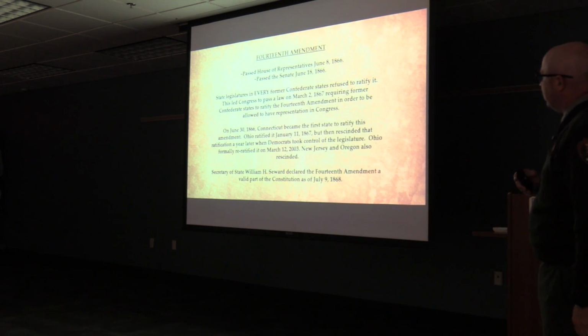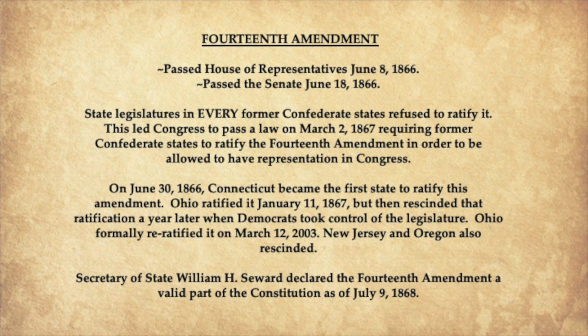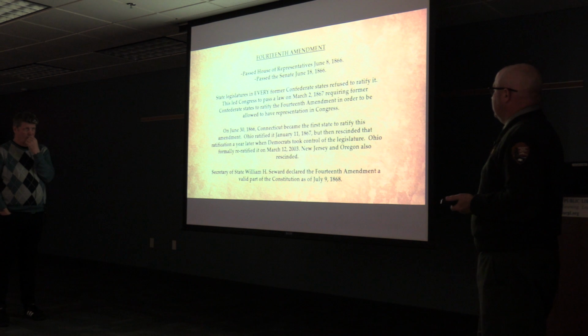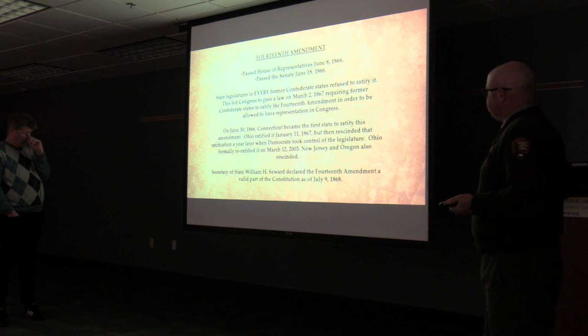14th Amendment, the big one, passed the House June of 1866, passed the Senate also in June. Again, I'm sure John's going to get into some of this, so I won't belabor the point, but the state legislatures in all of the former Confederate states simply refused to ratify it. So Congress responded with a law in March of 1867 that required former states to ratify the 14th Amendment before they could have representation in Congress. Sort of holding their feet to the fire there a little bit.